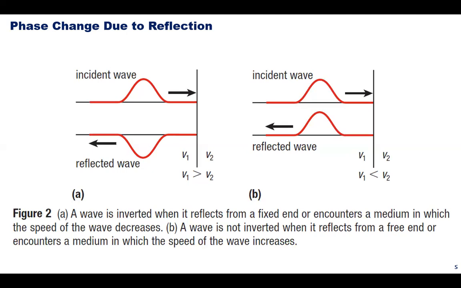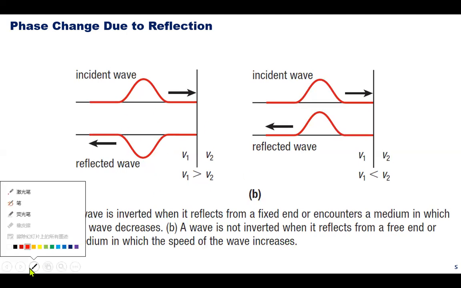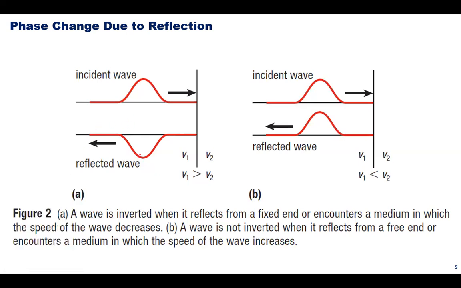So similar to the waves in the spring, light waves will also invert when they encounter the surface of a more optically dense medium. A more optically dense medium has a higher index of refraction, so light waves are slowed down by the medium. As we can see here in figure 2A, when an incident wave reaches a fixed end or the boundary of a medium in which its speed will decrease, the reflected wave is inverted. Okay, the phase is inverted.